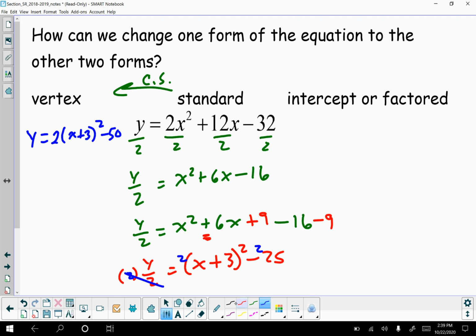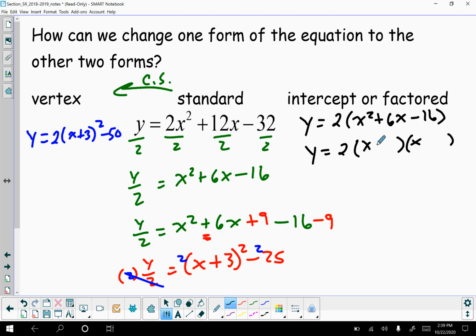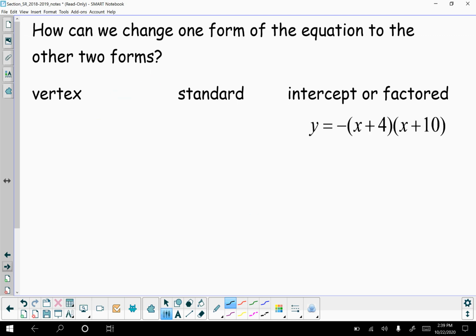Our factored form, we might be able to do this. Let's see. I have a 2 I can pull out front. So I get x squared plus 6x minus 16. So then I get y equals 2, and we're going to go ahead and factor it. X and x, I'm going to have a positive and a negative. So I'm going to have a positive 8 and a negative 2. And there's my factored form. Don't forget to have that 2 out in front. And then if it's in factored intercept form, we'll put it back in standard form.